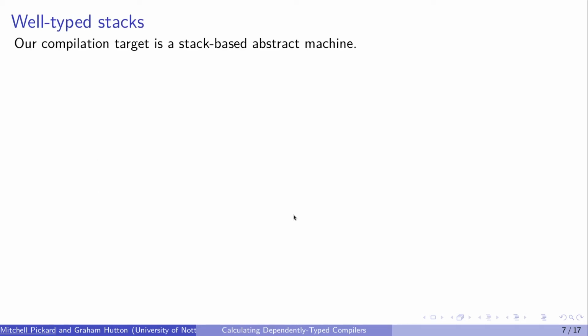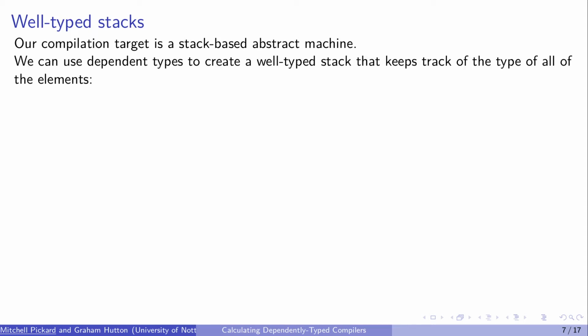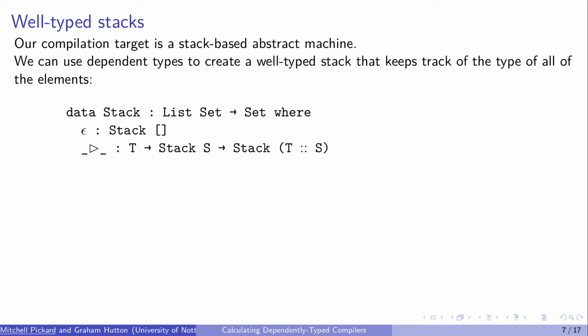Our compilation target is going to be a stack-based abstract machine, but we want it to be completely well typed. So we use dependent types to keep track of the type of all the elements on the stack and what order they're in. So our stack data type is again indexed, this time by a list of types. This list will tell us the order and the type of all the elements on the stack. And now we construct this recursively just by starting with an empty stack and then an operator to push new elements onto the stack, which just updates this list by pushing the new type onto the head of the list.